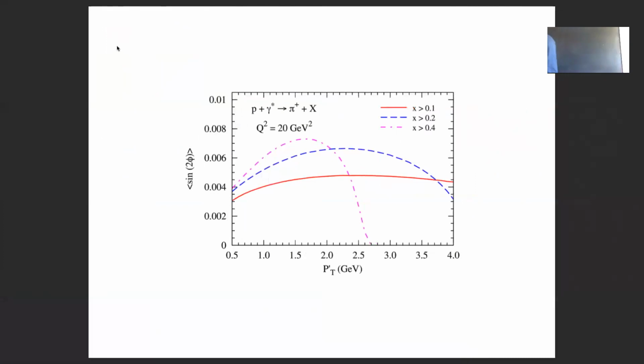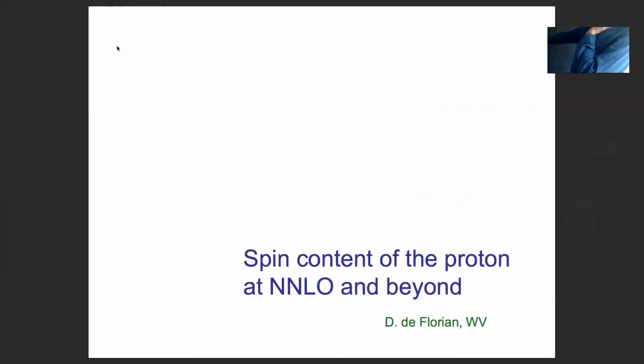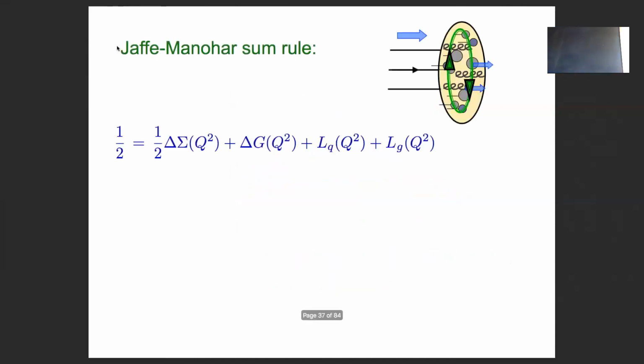Okay, we're back. So this wraps up the second part of my talk, and I'm coming now to the final part, which is completely going to change gears, but I thought this might still be interesting. I'm going to tell you a little bit about discussions that I've been having with Daniel de Florian, who was visiting me recently, about the spin content of the proton at next-to-leading order and beyond. So what's the point here?